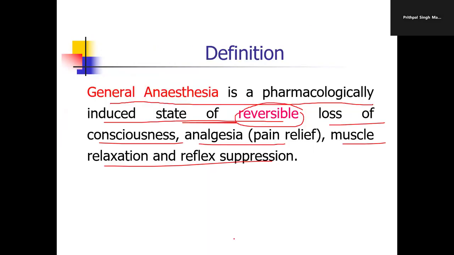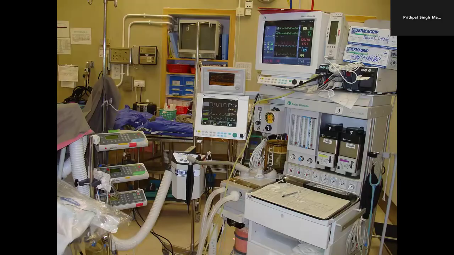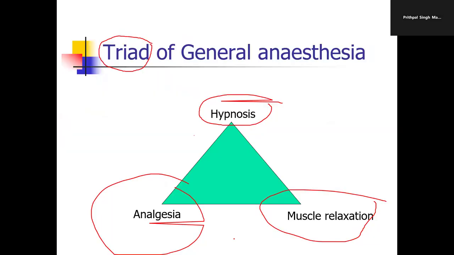So when we talked about general anesthesia, we talked about it being a state of reversible loss of consciousness associated with analgesia, with muscle relaxation and reflex suppression. And these were some modern machines that we were talking about. As we go further, advances keep on coming up, and now we have everything there. So anesthesia is no longer a dreaded procedure as it was earlier during the 18th and 19th century.